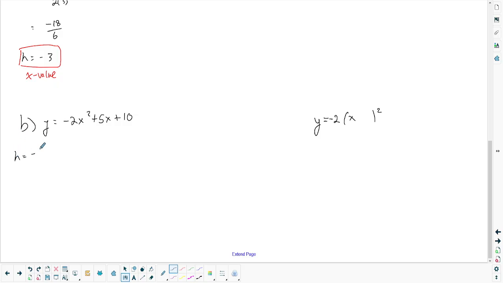So h is negative b over 2a. That is negative 5 all over 2 times negative 2, because that is our a value, right? It goes a, b, and c. So this one doesn't become so nice. The negative and the negative make a positive. So this is 5 over 4. So I can throw that into the equation over here, because it says positive 5 over 4, I'm going to write minus 5 over 4.